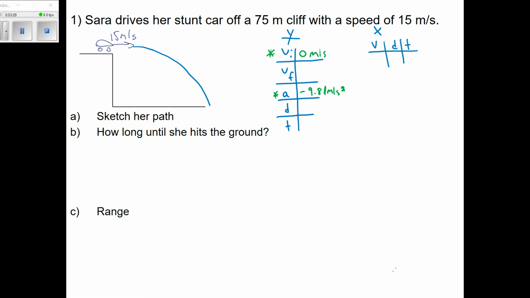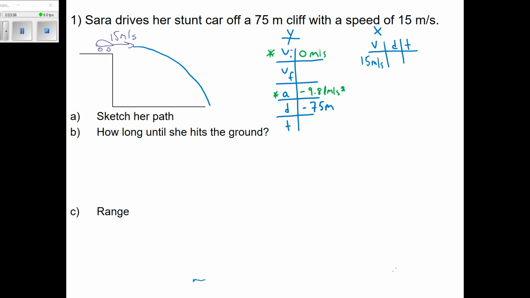So now we look at what we have. She is going at 15 meters per second. Her car is going horizontally off the cliff, so put in the 15 meters per second here. And her car falls 75 meters. So that's the vertical displacement. And now since her car goes down 75 meters, we make it negative.